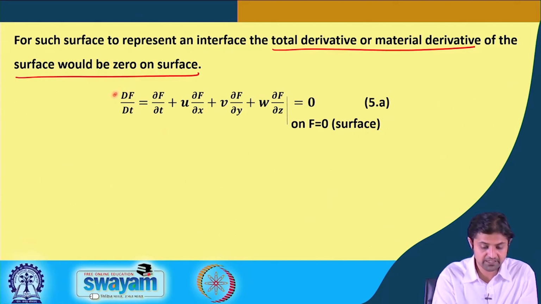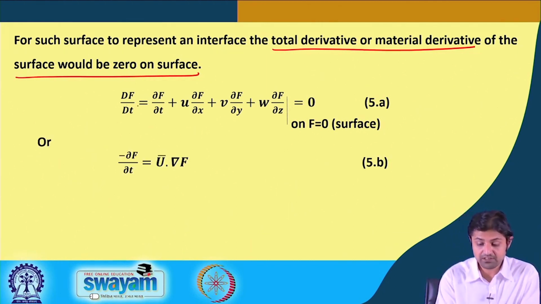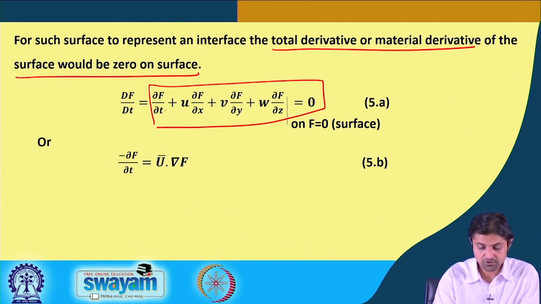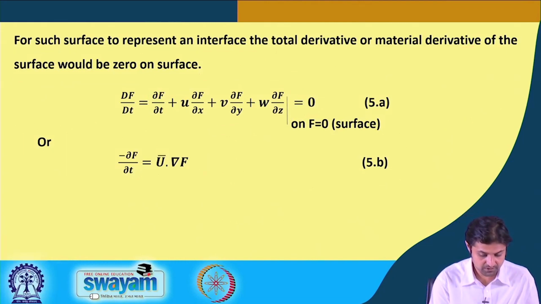Let me use a laser pointer. So, Df/Dt is equal to ∂f/∂t plus u ∂f/∂x plus v ∂f/∂y plus w ∂f/∂z. And what does this say? The total derivative at the surface, on f equal to 0, which means it should be 0. Or in other words, we can say, because this is 0, if we bring it to this side, we can write minus ∂f/∂t is equal to u dot del f, a representation in vector form. So, this is an important equation.